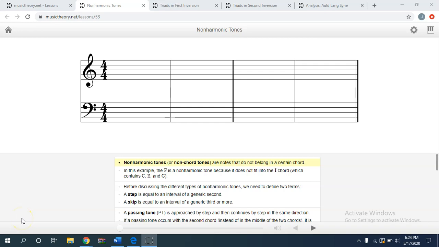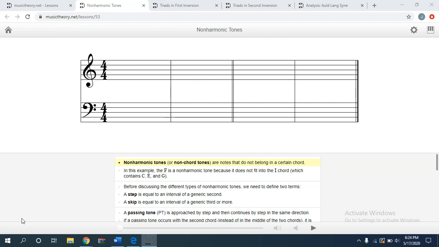Good morning, Senior School. Today is our music theory day, so we're going to be talking about non-harmonic tones, triads in first inversion, triads in second inversion, and then we're going to take an analysis of an old English folk song, Auld Lang Syne, where we will be talking about how to liven up and make our four-part harmony songs a little bit more exciting.